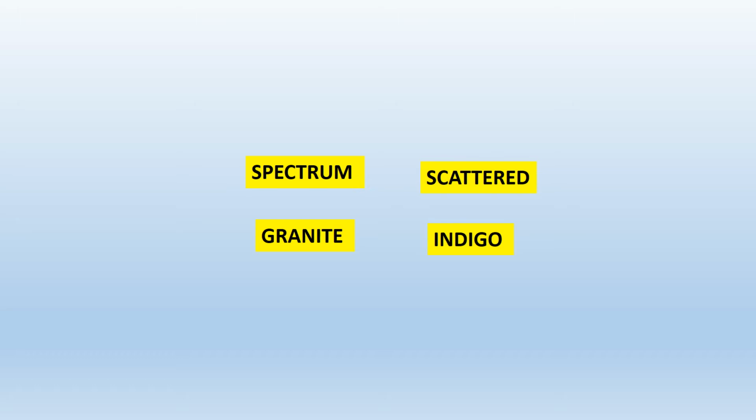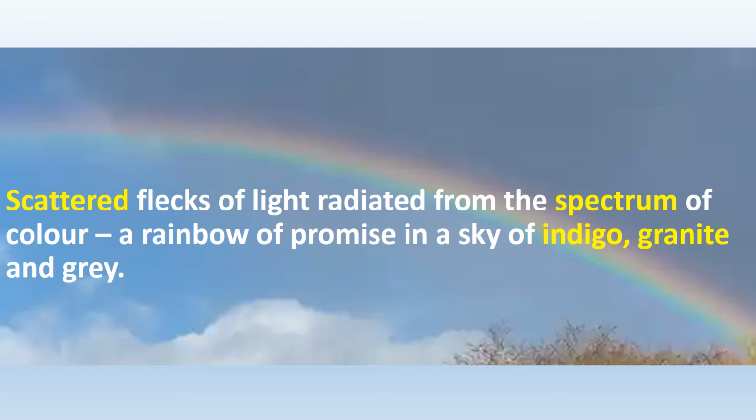Okay, so we're back and I'm going to show you what we've done. Shall I read it? Yeah, read it please. Scattered flecks of light radiated from the spectrum of colour. A rainbow of promise in a sky of indigo, granite and grey. Quite a long sentence. It is, it's quite long, but we are English teachers. But what I would be inclined to do after this would be to deliberately choose to write a couple of short, simple sentences. Yeah, like 3-word type sentences. I like it. What would you follow it with?